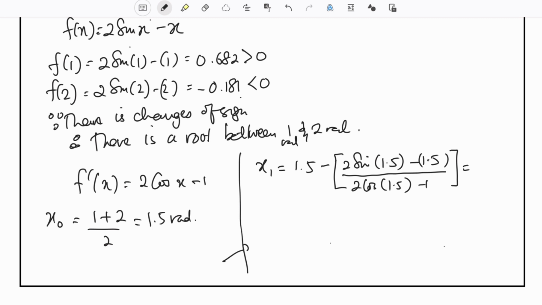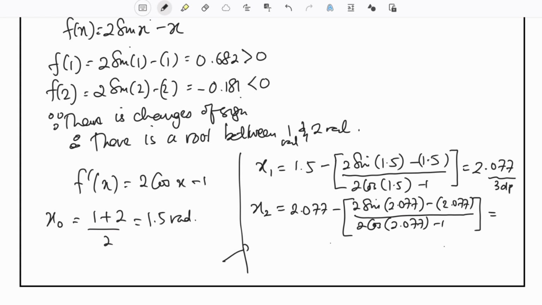Press your calculator. You get 2.077. Since the question asks for 2 decimal places, give the value here in the workings to 3 decimal places, must be 1 extra decimal place. So continue with x2. x2 we will have 1.911. Continue with x3. So 1.911, substitute again.